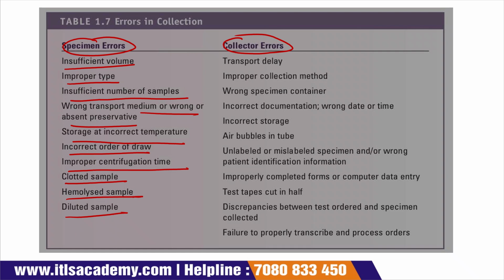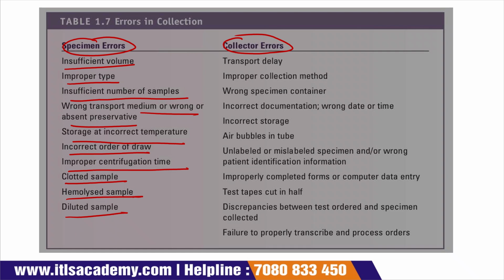Sometimes there is an insufficient number of samples. Sometimes the samples are transferred in a wrong transport medium, or sometimes the preservative is absent. Sometimes the specimens are stored at an incorrect temperature. Sometimes the order of draw is incorrect, and centrifugation time is not properly followed. Sometimes the specimens are clotted, sometimes the samples are hemolyzed, and sometimes the samples are diluted.